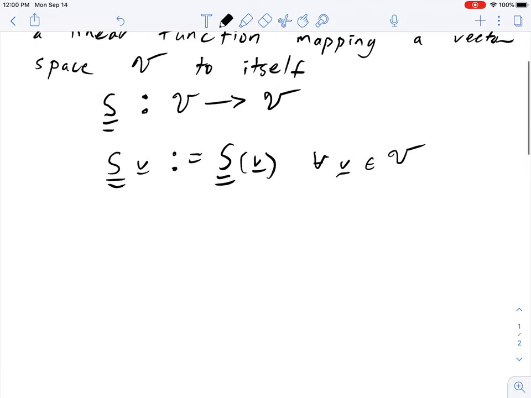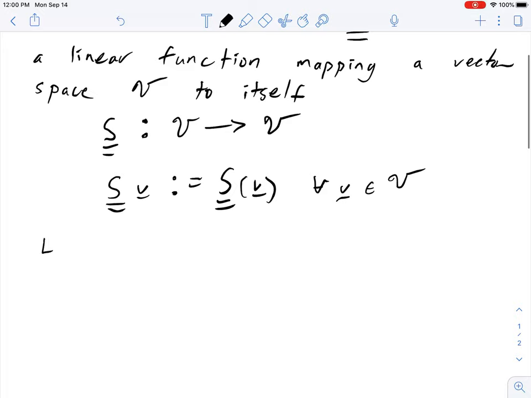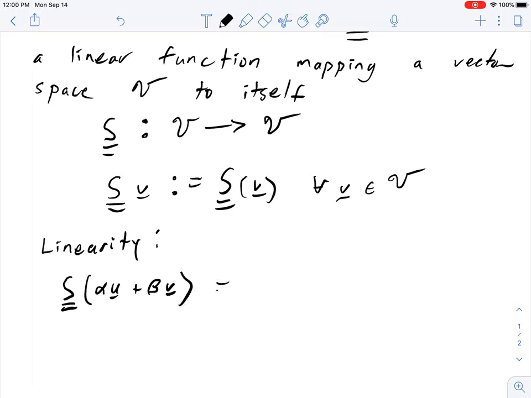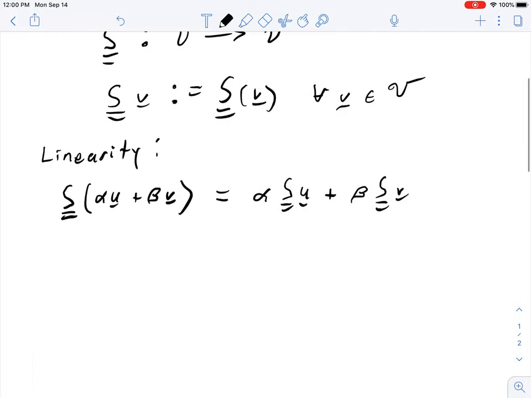So tensors are linear, which is to say that S of alpha u plus beta v is equal to alpha S u plus beta S v, and that'll be for all real numbers alpha and beta, and for all u and v vectors in the vector space V.